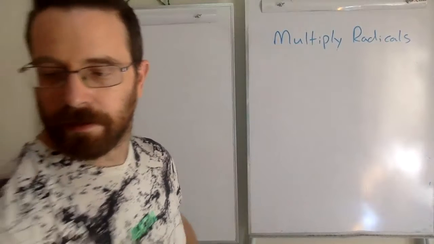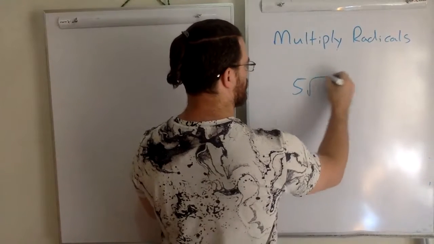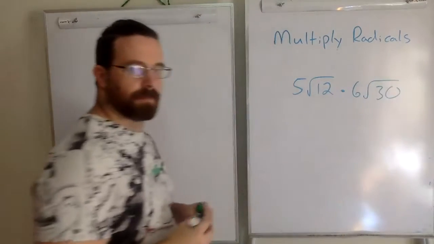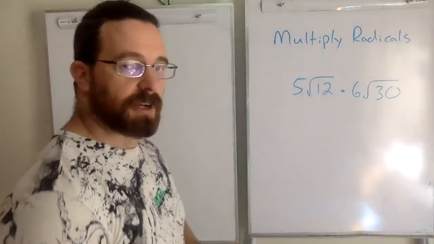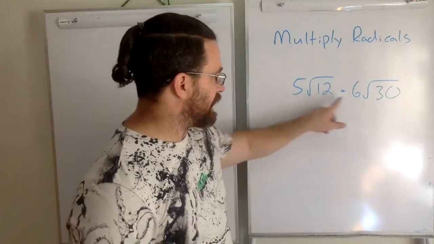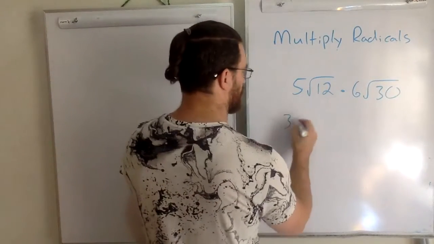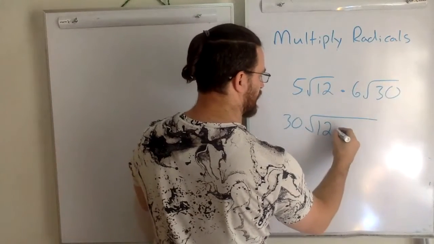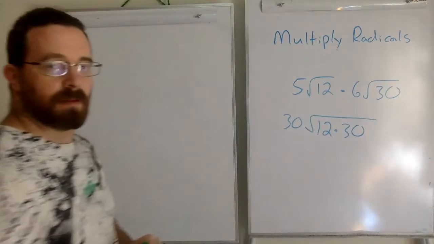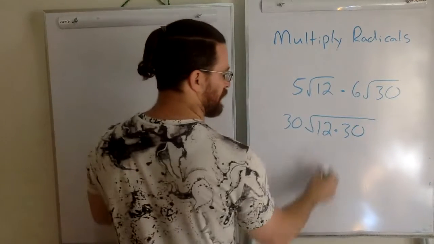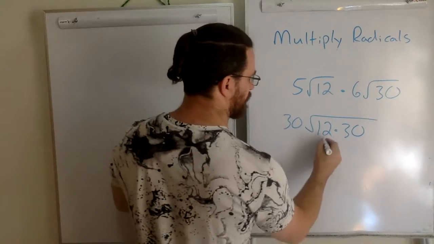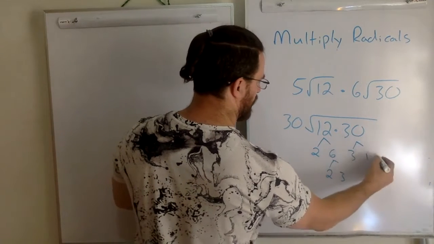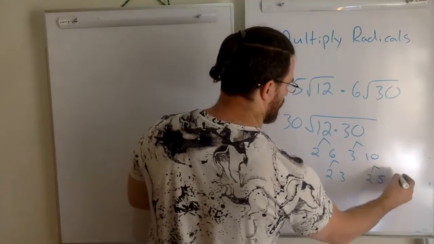So let's say I've got 5 radical 12 times 6 radical 30. So again, we start by multiplying the numbers on the outsides. 5 times 6 is going to make 30. And then I take the 12 times 30 and I just write it on the inside as 12 times 30. After that, I'm going to break this down. So that's going to give me 2 times 6, 2 times 3. This is going to give me 3 times 10, and then 2 times 5.